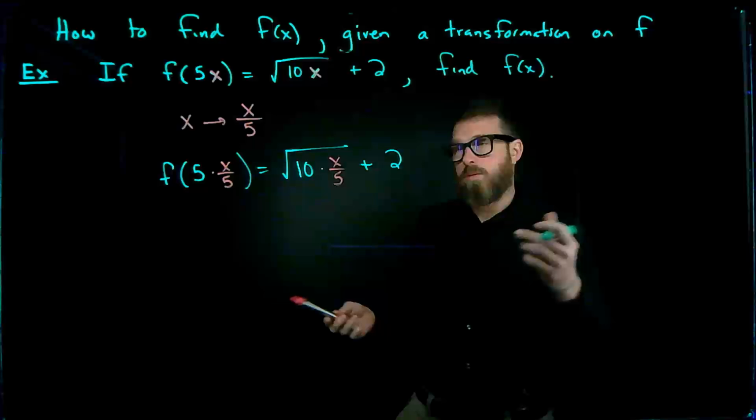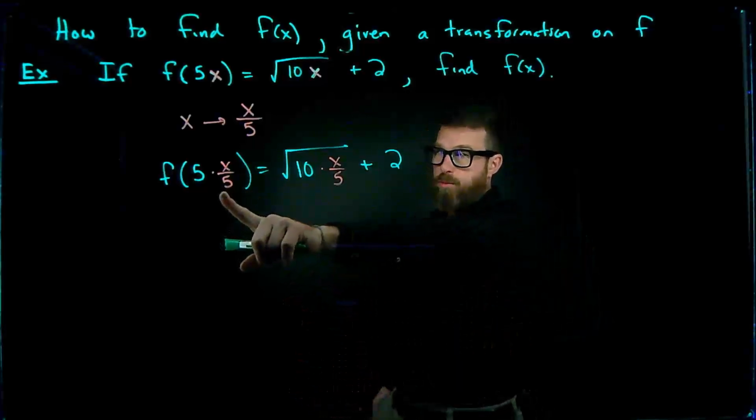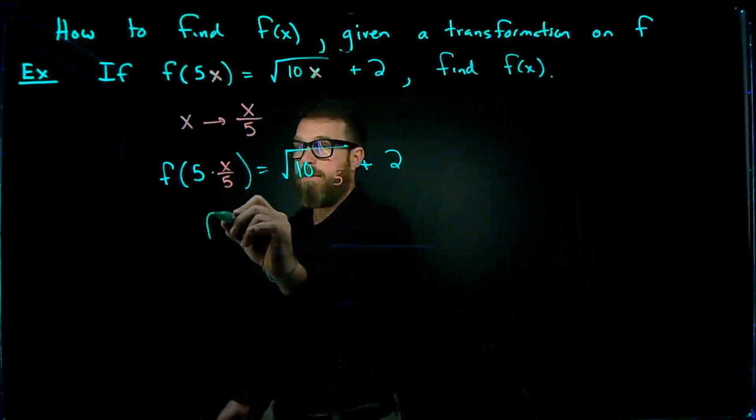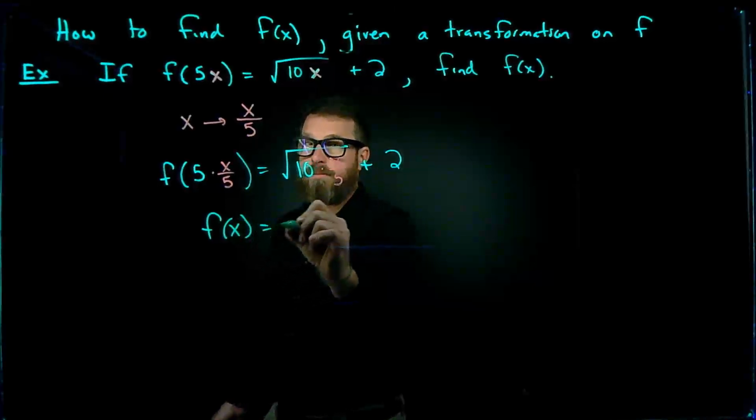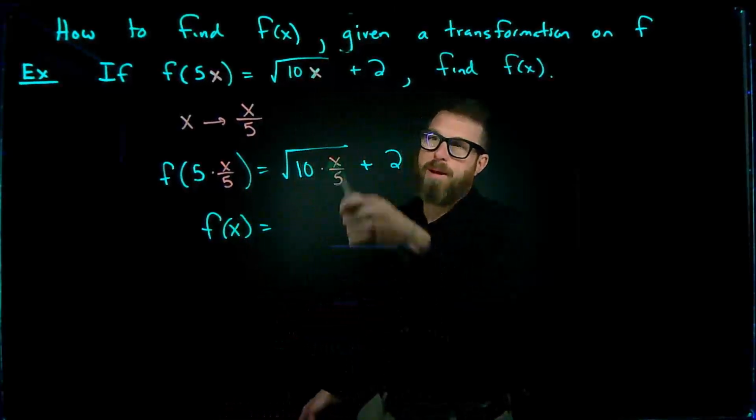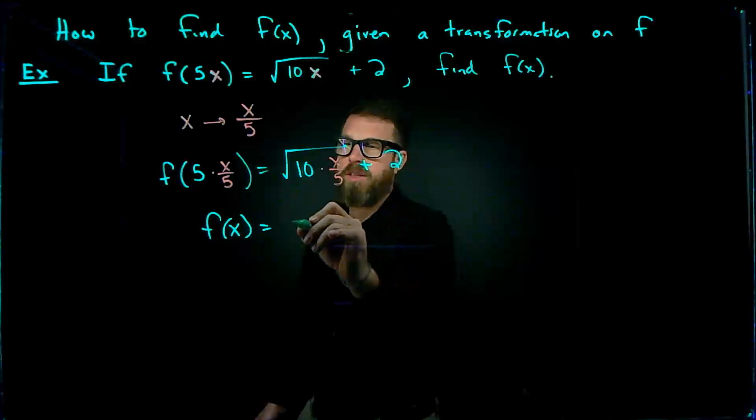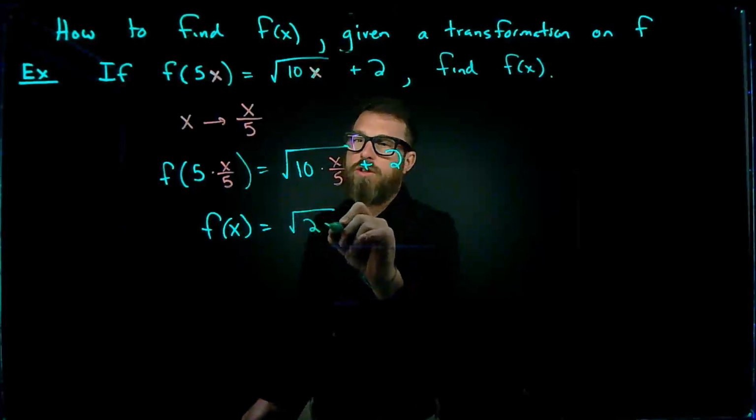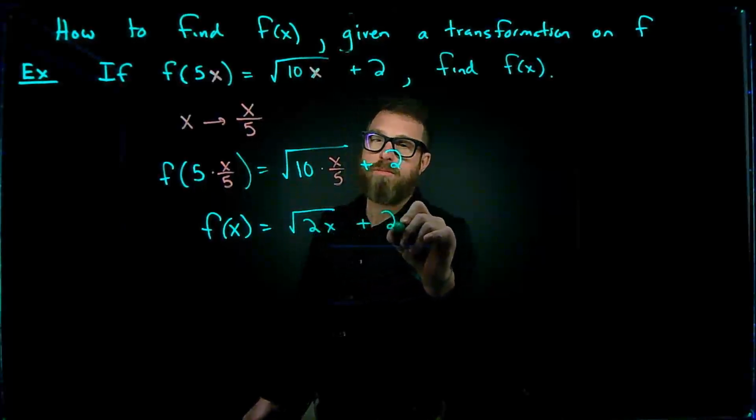All right, now we'll simplify. I can see that the 5s will cancel here, so this is simply going to be f of x. And over here, I built it to be kind of nice. 10 divided by 5 is going to be 2, so this is going to be root 2x plus 2.